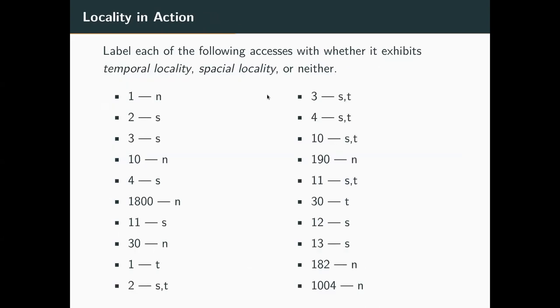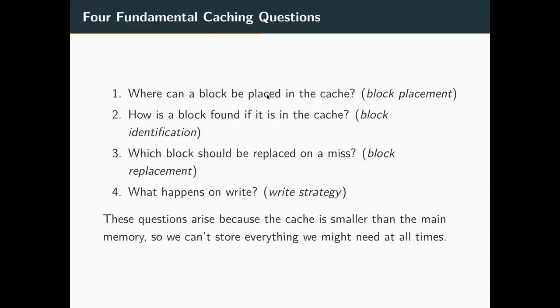We need to have some sort of locality to give us performance gains. Then we did this whole example that's way too long. And then we got into these four fundamental questions about caches. And this is where we were at the end. We discussed block placement, which is where the cache line, where our data block can be placed in the cache. The next question that we have is how do we know if a block exists in our cache, and how do we find where it is? And then we'll talk about this today as well, which block should be replaced when we do have a miss.